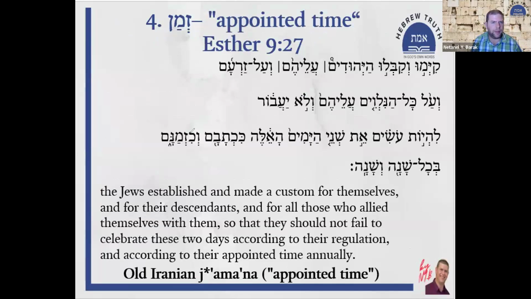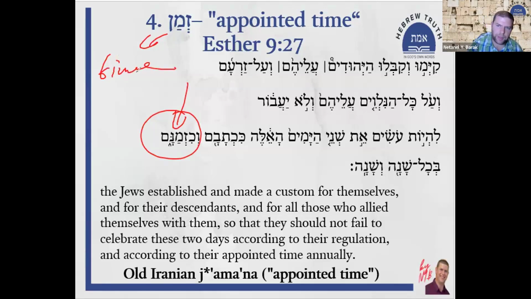Another important word people forget is Persian originally, probably, or Iranian, a very, very essential word in post-biblical Hebrew. It exists already in the Bible, but only in late biblical Hebrew, and that's the word zeman. Zeman, time in modern Hebrew. That's the regular Hebrew word for time in modern Hebrew. In biblical Hebrew, appointed time.